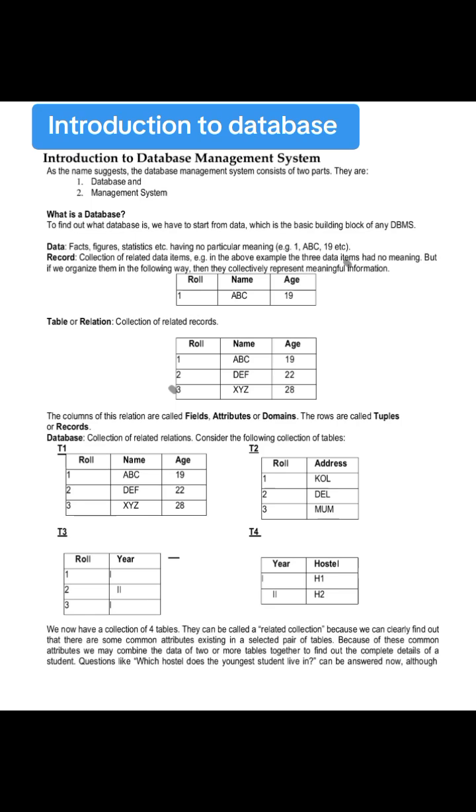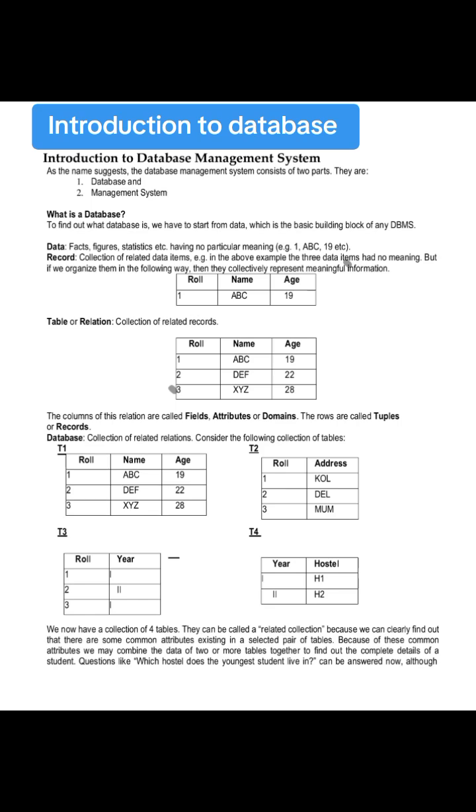Data are raw facts, figures, or statistics that have no meaning. They have no particular meaning. And we all know that when you give them meanings, it becomes a record or it becomes information. So when you collect all those data and then you give them meaning, it becomes information.